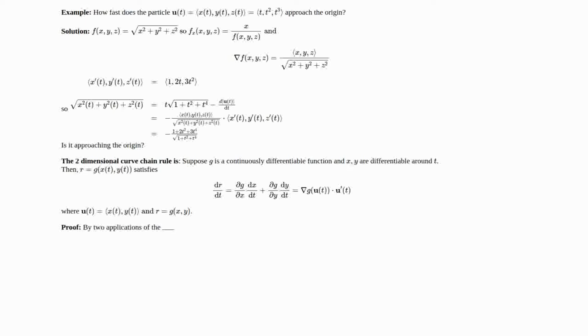Well, the proof basically follows from multiple applications of the mean value theorem. So we just write again the increment of r in time, so r(t+h) minus r(t), and that by its definition is g of x(t+h), y(t+h) minus g of x(t), y(t). But then we add and subtract, like we did above, this term g of x(t), y(t+h).